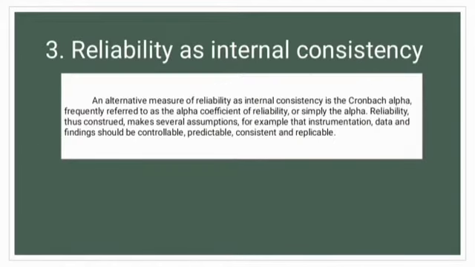Third, reliability as internal consistency. An alternative measure of reliability as internal consistency is the Cronbach alpha, frequently referred to as the alpha coefficient of reliability, or simply the alpha. Reliability as a construct makes several assumptions, for example, that instrumentation, data, and findings should be controllable, predictable, consistent, and replicable.